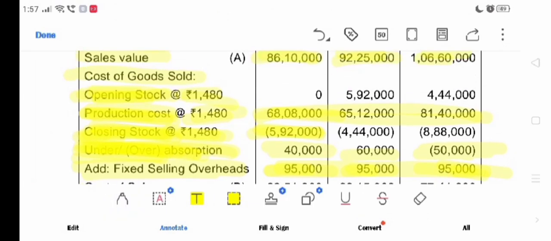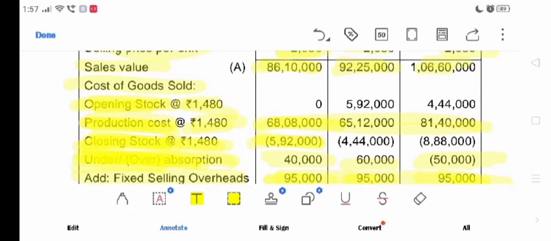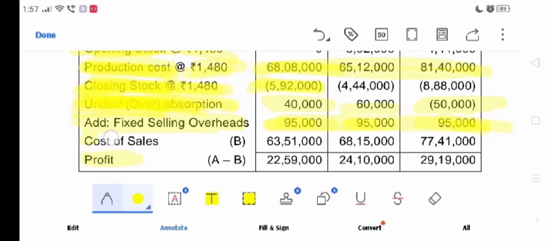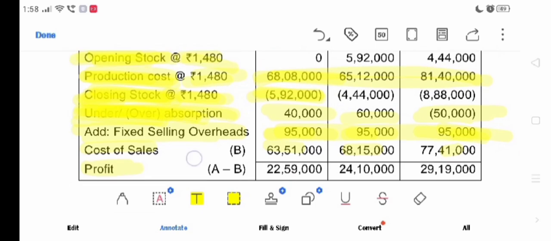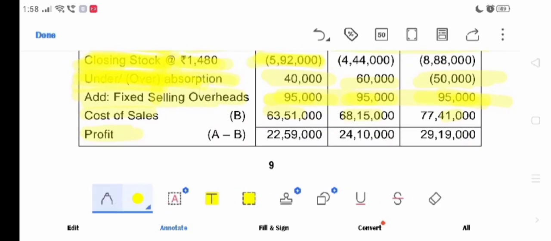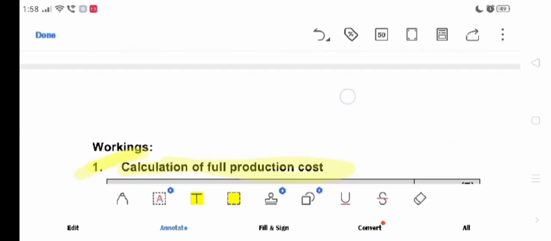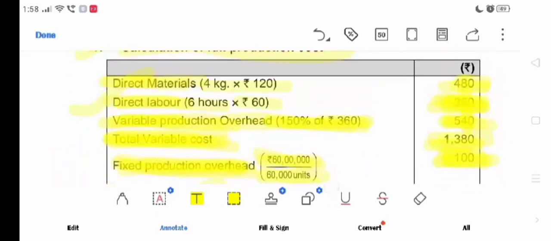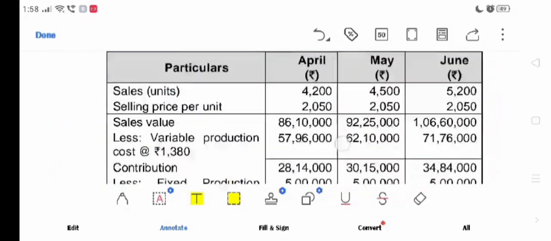If we do all the calculation, then comes the cost of sales. Okay. So if we deduct the cost of sales from the sales value, you will get the profit, right? So these are the profits for the months of April, May and June, right? You understood, no? Now working notes 1, 2, 3 are over.